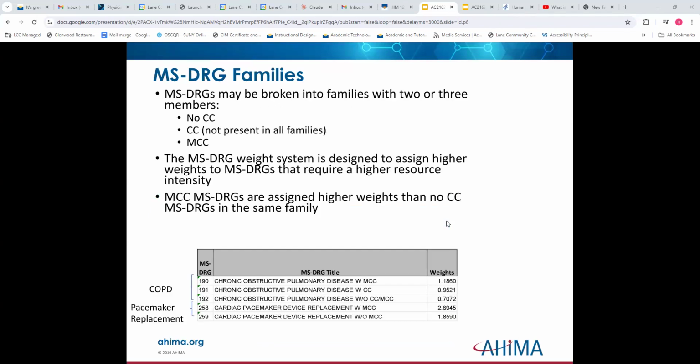We can parse this out some more, right? And if you've taken our reimbursement class, then you realize that we have MSDRGs with either a major comorbidity or complication, an MCC, or a CC, and basically what this is allowing us to do is to assign a higher weight to those MSDRGs that have an MCC. And the thinking is these are more resource intensive hospital stays, ergo they should have more reimbursement.